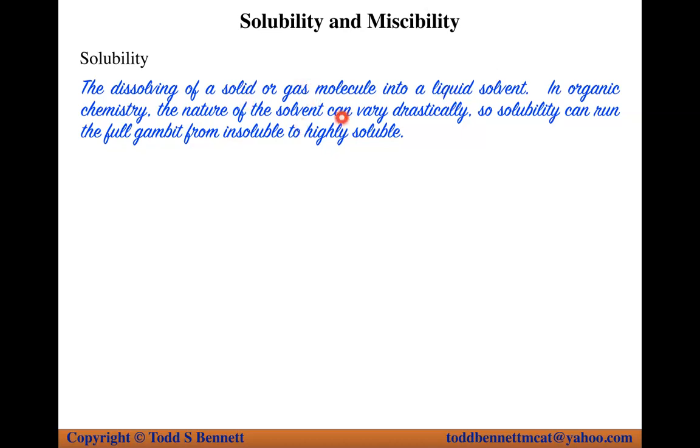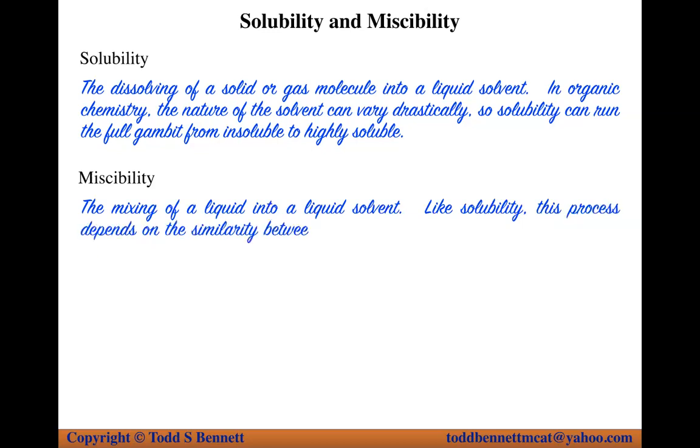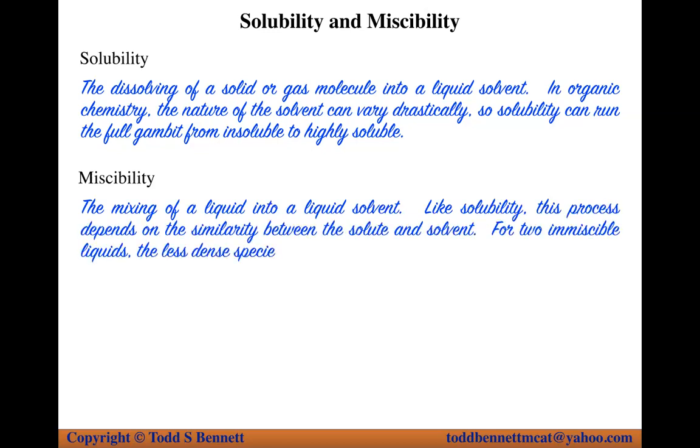In chemistry, the solvent is the one that's going to change everything. So it can be polar or non-polar. So for solubility, if you have a polar compound going into a polar solvent, it's going to be highly soluble. If you have a non-polar compound going into a polar solvent, it's generally going to be insoluble. That's something we're going to look at when you do lab. Miscibility, the mixing of a liquid into another liquid. Like solubility, it's the same thing, except solute and solvent are in the same phase. When they're immiscible, you have the less dense one floating on the more dense one.